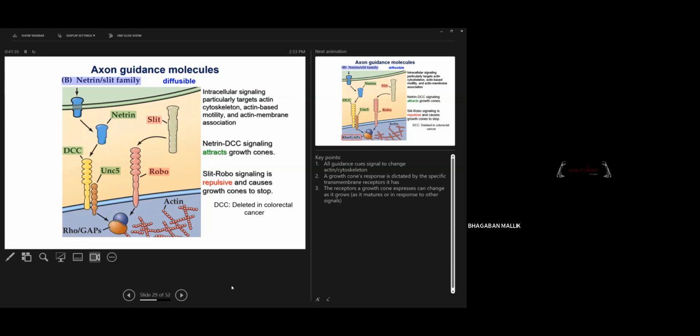So here Rho GAP has a dual role. Depending upon the ligand, it will polymerize. It is not always that it will depolymerize. Here you can see it polymerizes when it finds netrin ligands, but when it finds slit ligand, it depolymerizes. So slit is a repulsive signaling molecule. Depending upon the need, the cell will activate either of the signaling cascades to polymerize or depolymerize the actin molecules at the tip of the filopodia.